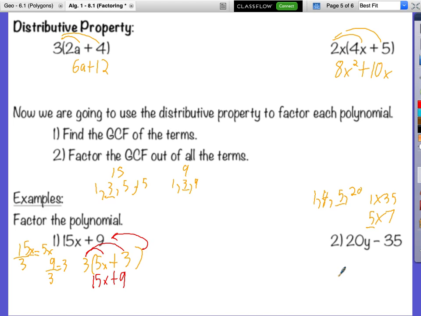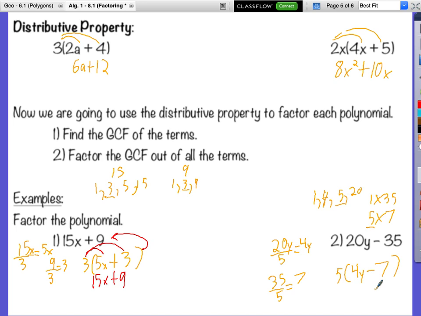So what number are we going to write in front of the parentheses? 5. Very good. Now, for our first term in the parentheses, how do we figure out what's going to go first? 20 divided by 5. You take 20y and divide it by 5, and we get 4y. Now here, what sign are we going to put between the two numbers? Minus, because that's what was here. It's still that minus. We didn't change that. Now, how do we figure out this number? 35 divided by 5. We take the next term and divide it by that same GCF, and we get 7. So this ends up being 5 times the quantity of 4y minus 7.